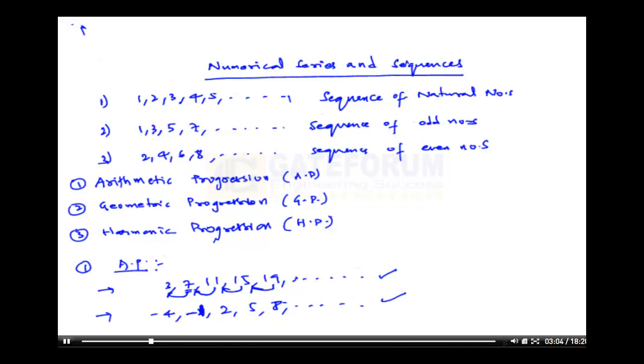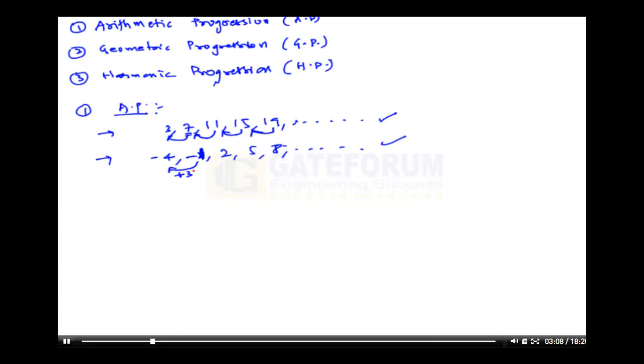Next, how did you get -1 from -4? Here I am adding plus 3. That is, -4 plus 3 is -1. Next, again I am adding plus 3 to get 2. Again adding 3 to get 5, adding 3 to get 8, and so on. Therefore, we'll make it generalized.